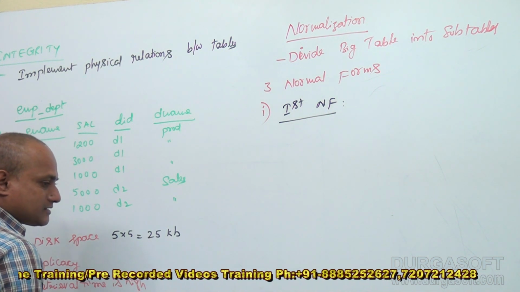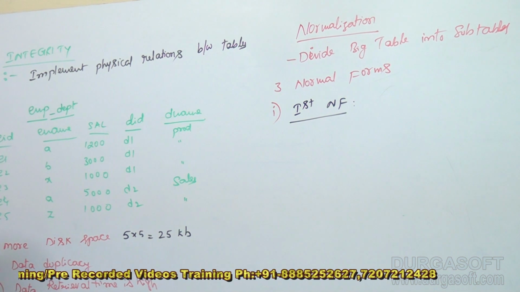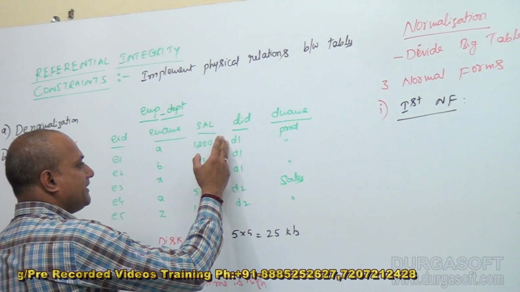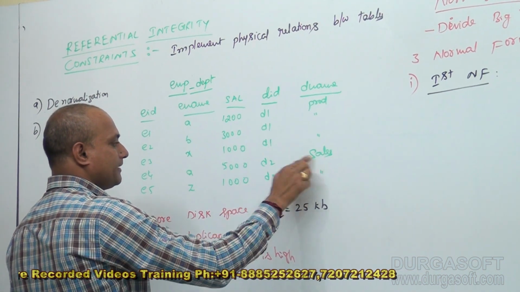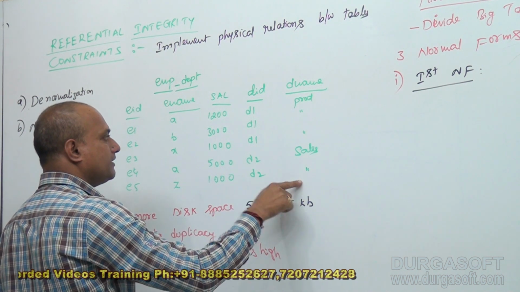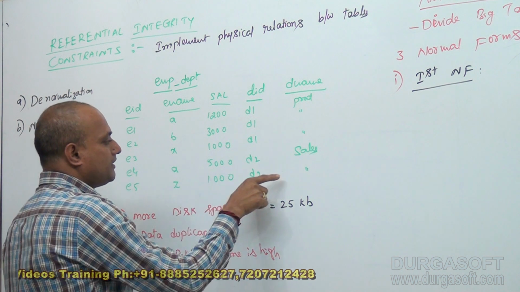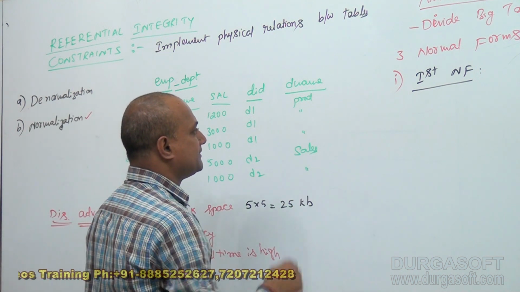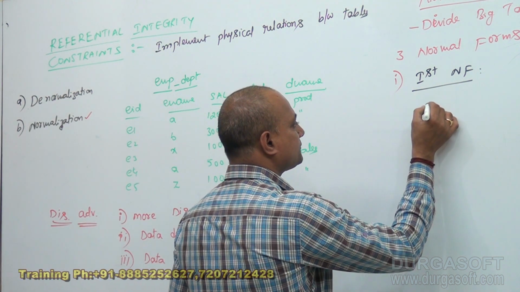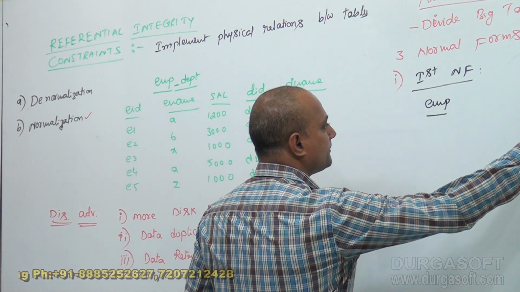Here, what are the repeated groups of data? See here, from department ID, you have repeated groups of data. So, divide the table up to salary as one table and from DID into another table. Now, you have 2 tables, the employee table and the department table.